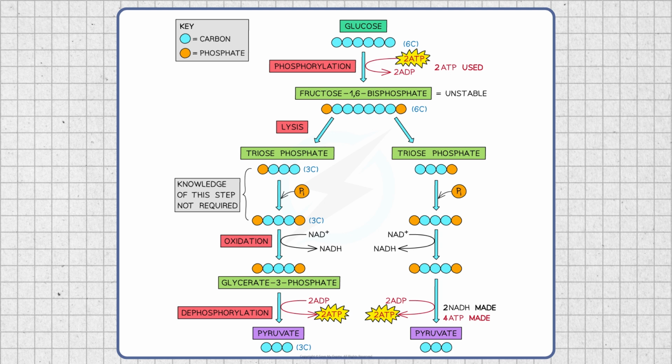Pero, you might be confused since ang net yield natin is 2 ATP. Remember yung 2 ATP na ginamit natin nung una. Basically, ang mangyayari is 4 minus 2, 2 ATP na lang talaga yung nakuha natin as well as 2 NADH.